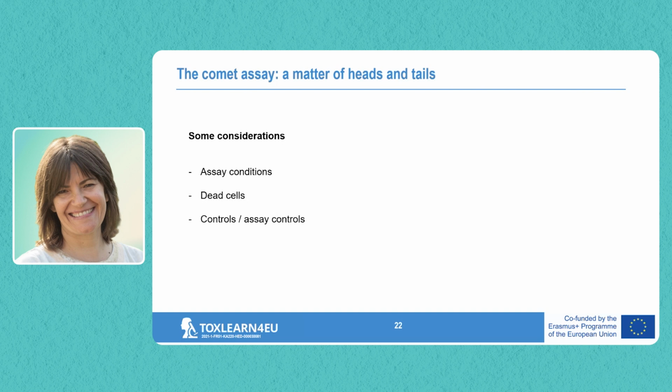Assay controls are cells. It can be a cell line that you treat with a compound that you know is going to induce the lesions that you want to check, and then you include it in the runs just to check that the electrophoresis and everything, like the whole protocol, went well. Okay, so it's not the proper positive control or negative control, but it's an assay control.